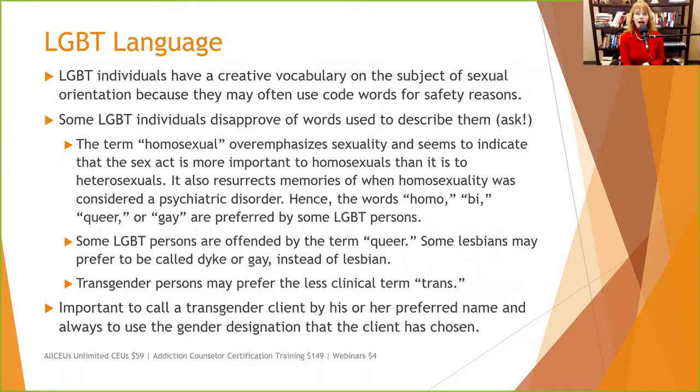LGBT individuals have a creative vocabulary on the subject of sexual orientation, and they may often use code words for safety reasons. And, you know, you can kind of think about this. They may say, are you part of the community? When you work with people with substance abuse issues, especially alcoholism, for example, and they meet somebody else, they may say, are you a friend of Bill? And that means, are you an Alcoholics Anonymous? So it's a code word, so you don't have to out yourself to everybody to find out if it's safe to talk about particular topics or whatever.